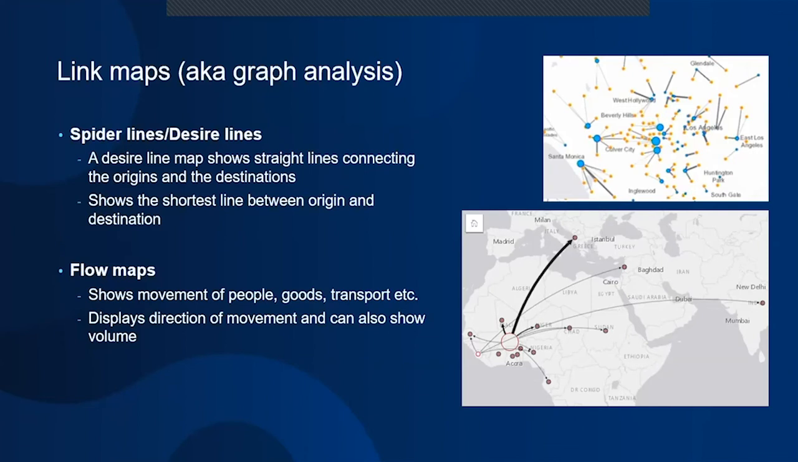And the second way we can present the link maps is to show flow maps. This kind of map shows the movement of people, movement of goods, or transport. And over here also, the thicker the line, the higher the movement.